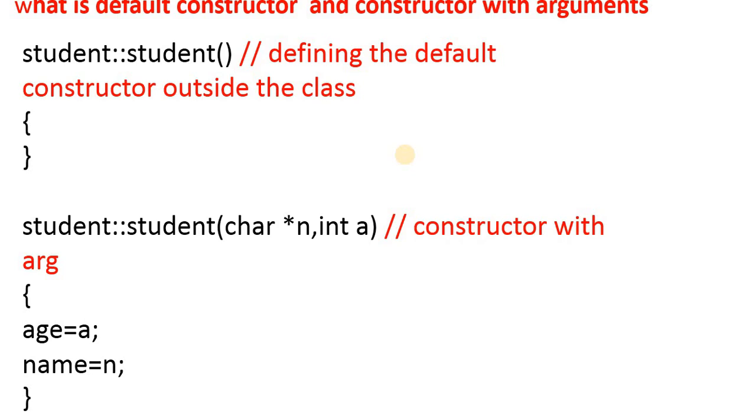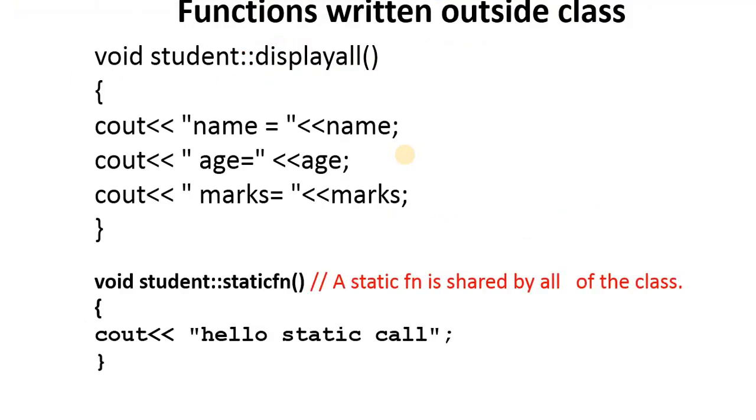Now look at the functions. Two functions, display all and static function. In display all, what I have written is just to display the name, age and marks. This is printf in C. In C++, it's cout. Now there is a static function. As I said earlier, this is a function shared by all the objects.